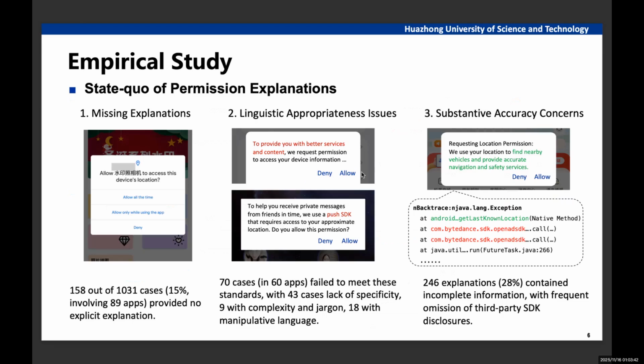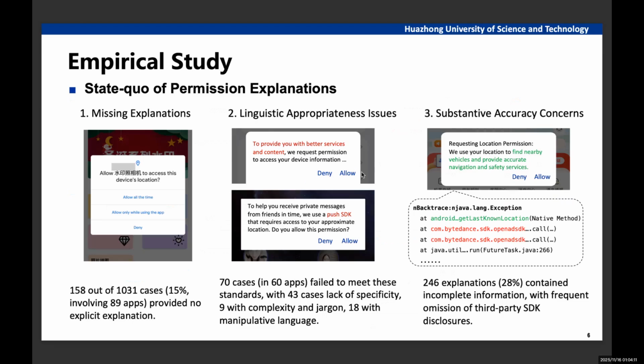First, about visibility, roughly 15% of cases provide no explicit explanation. Second, about linguistic appropriateness, some lack specificity with vague language, some use technical terminology and jargon, and some have manipulative language. Third, 28% of explanations have incomplete information disclosure.